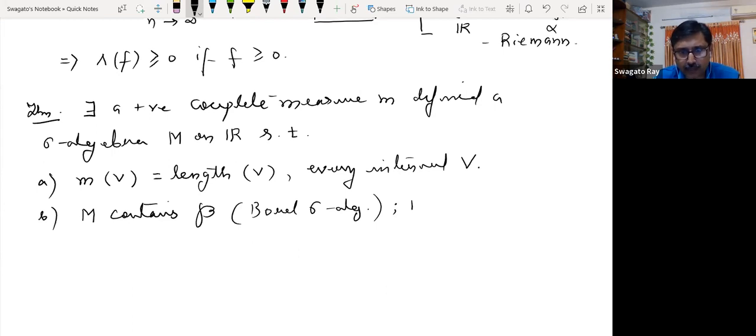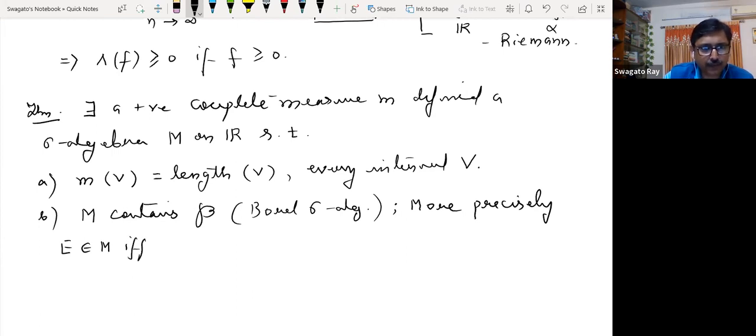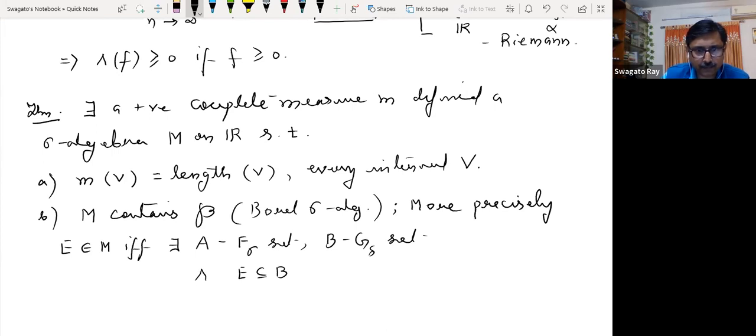We can actually have a more precise notation. Measure theoretically, actually the difference is not much. I will tell you why. More precisely, a set E belongs to M if and only if there exists a set A, which is F sigma, and a set, say B, which is G delta, such that E is sandwiched between A and B, and the Lebesgue measure M of B minus A is actually equal to 0.